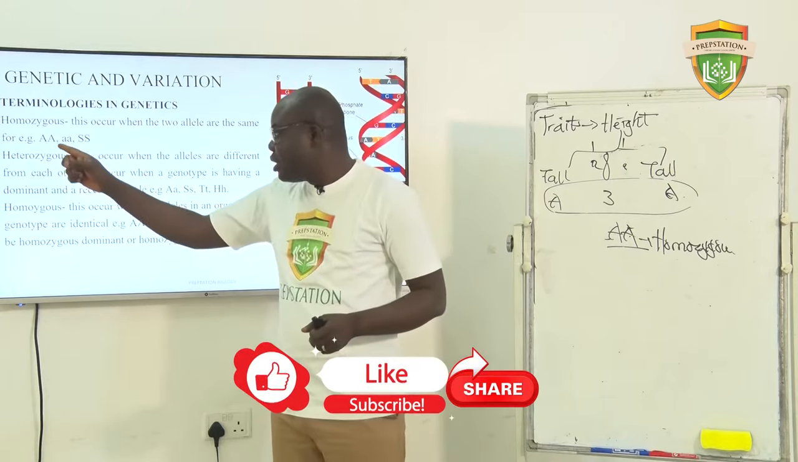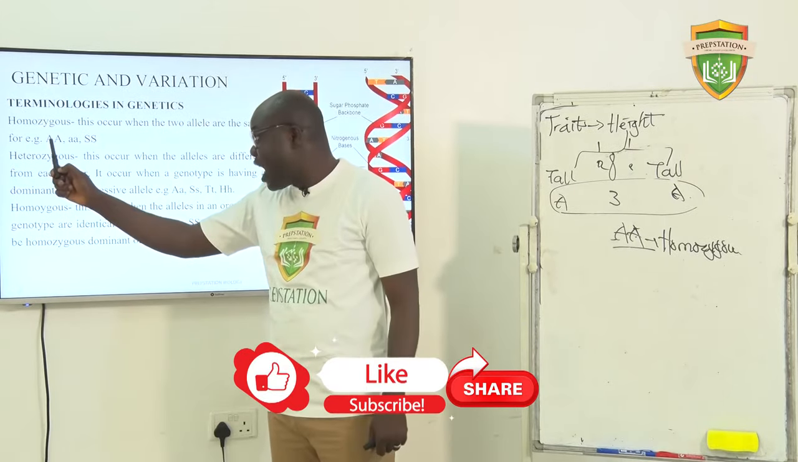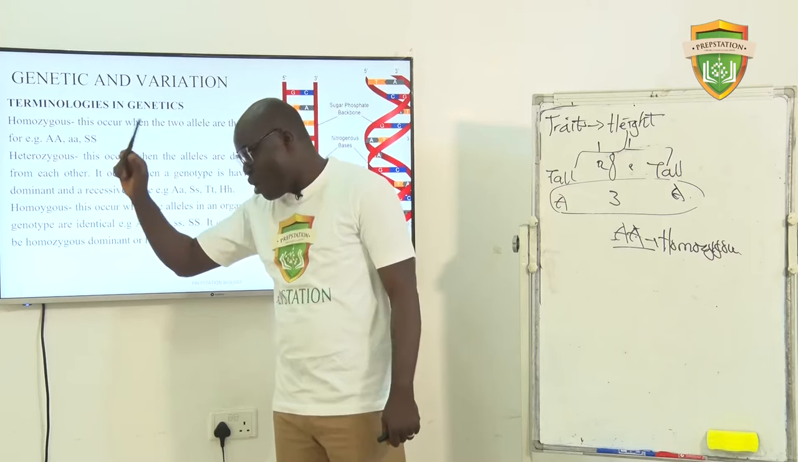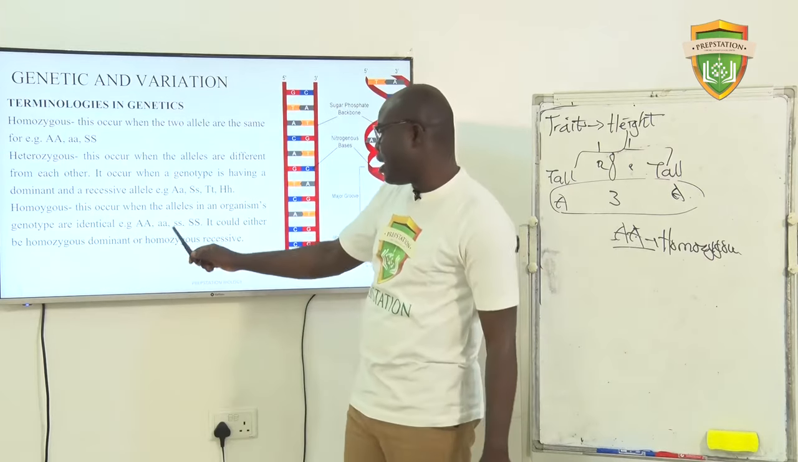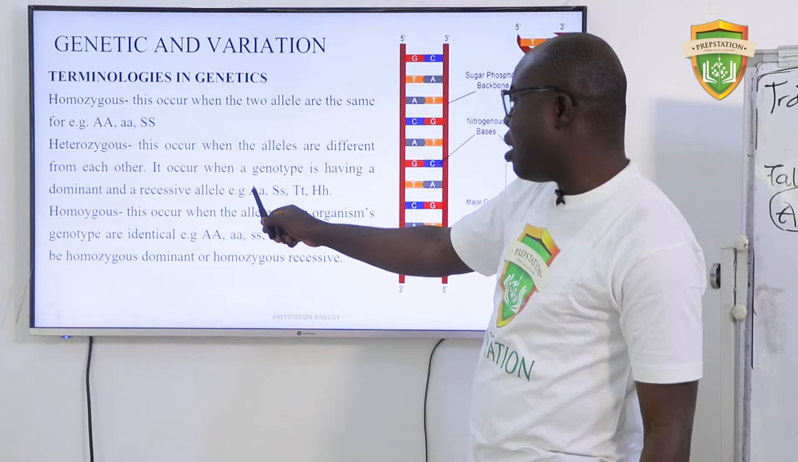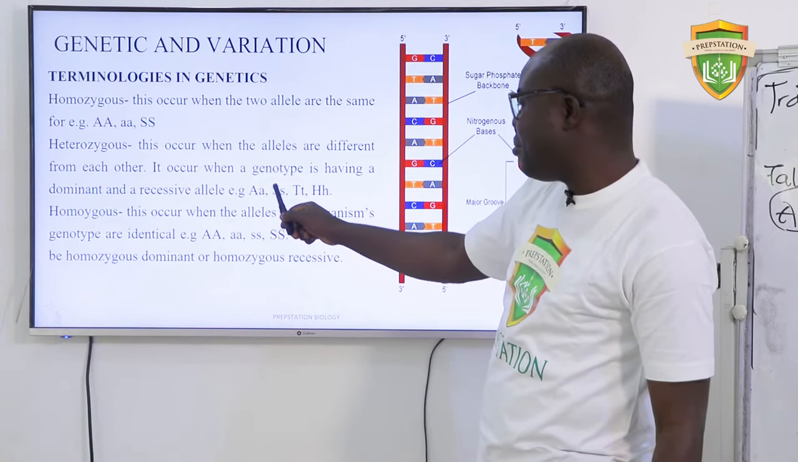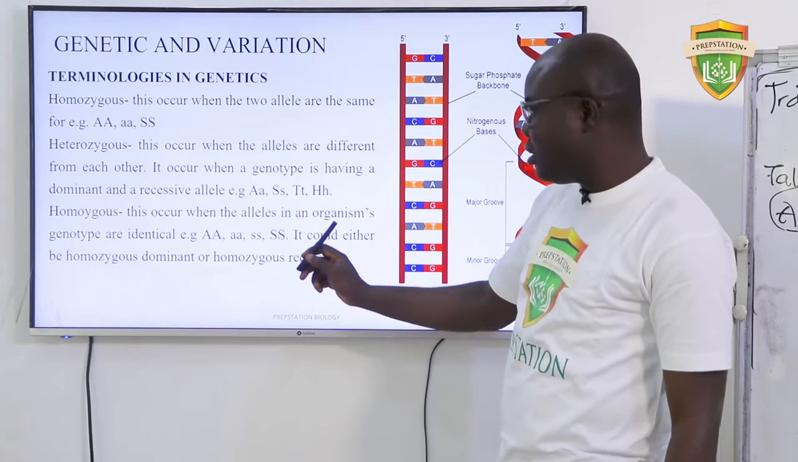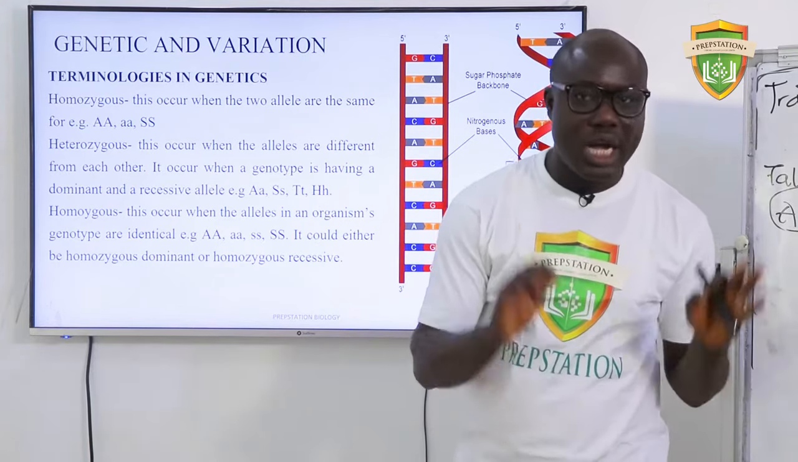Heterozygous is clear. Heterozygous will now mean that instead of you having this double capital A or double small a, it's going to be what? One capital, one small a. Look at it here: capital A, small a; capital T, small t; capital H, small h. That is heterozygous because the zygotes are not the same.